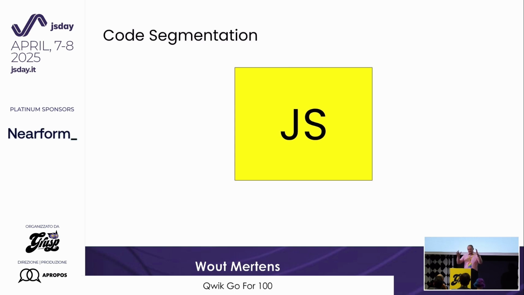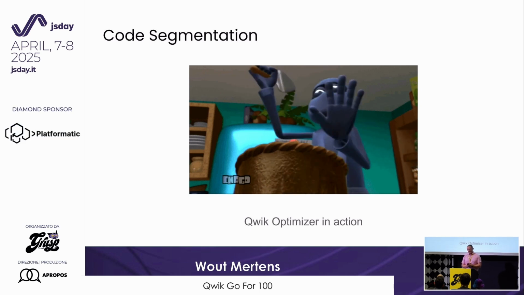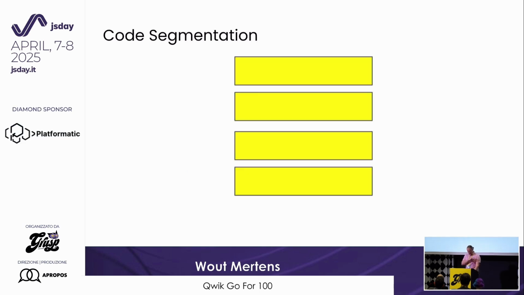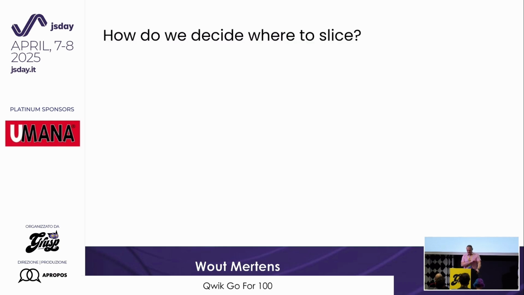Then the next pillar, code segmentation. What is it? You have a JavaScript file, and then we have something called the Qwik optimizer. And this is a graphical representation. So beware, it's written in Rust, so it's a bit complex. So this is what it looks like. It cuts the JavaScript in pieces, just like that. And it gives them some names, and it's done. And it also internally changes some things. It replaces JSX, that kind of thing.